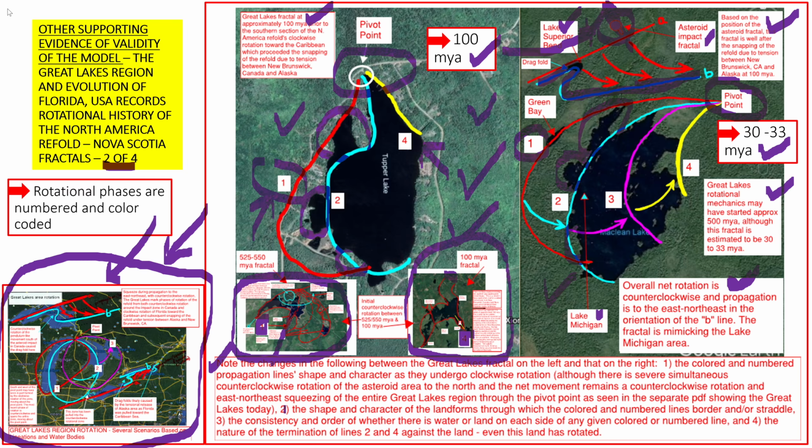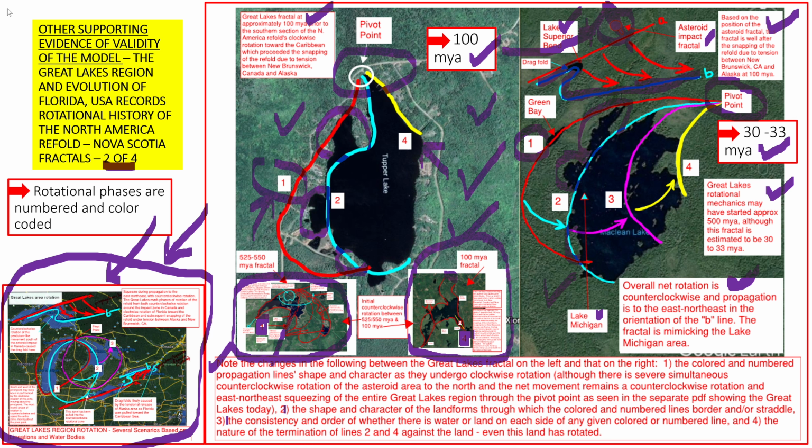And then related to what I said, number 3, the consistency and order of whether there is water or land on each side of any given colored or number line. And as you progress in one direction along that line, it goes from land to water to land. That same pattern is repeated. So it's like a duplication between the left and the right. The only difference is that rotation.